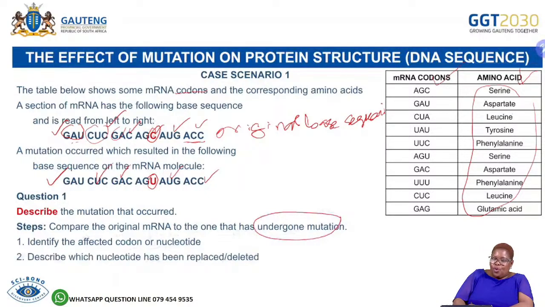Right? Describe which nucleotide has been replaced. Remember, we have spoken about that. You compare the original base sequence with the base sequence after mutation has taken place. You have discovered that, oh, C was replaced by U. Okay? You describe what was replaced. You describe what was deleted as well. So this is clear. And I made it even better for you to see it, that C was replaced by U. Okay, I hope this makes sense.